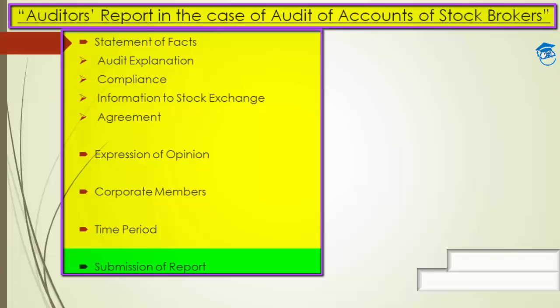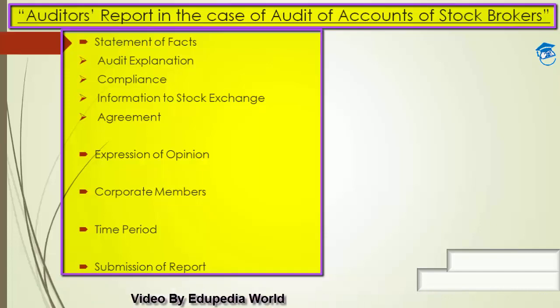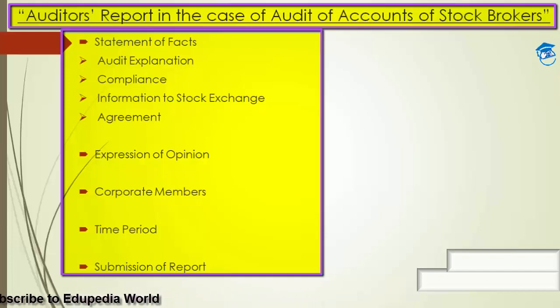So this is what is going to happen in case of the auditor's report in the audit of accounts of stockbrokers. We need to take care of all the statement of facts about their audit explanation, their compliance, their information to the stock exchange, their agreement. Expression of the opinion is going to happen if you are a corporate member. So the reporting considerations that apply to other companies shall also apply to the member company. And then there is a time period of 6 months from the date of closing of the books of accounts, which in no case can be exceeded beyond 3 months. And finally, after that you can submit your report on time.